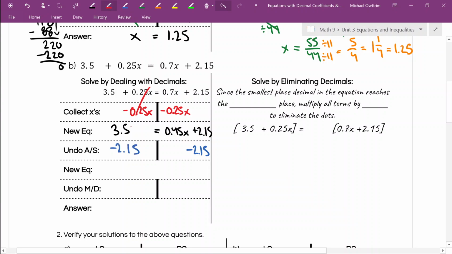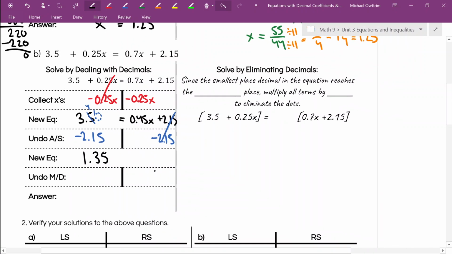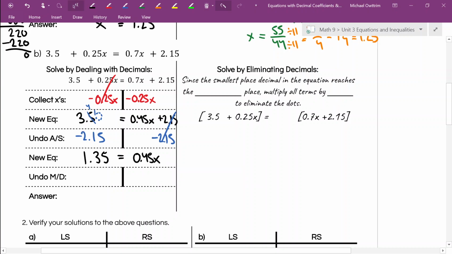Of course, when we do this subtraction, we want to remember that we do have our placeholder 0 in that 3.5, and so we're going to need to borrow to do this subtraction. So 10 take away 5 is now 5. 4 take away 1 is 3. Dot is dot. 2 take away 1 is 2. So 1.35 is the value of the left side there. And on the right side, our 0.45x is left.